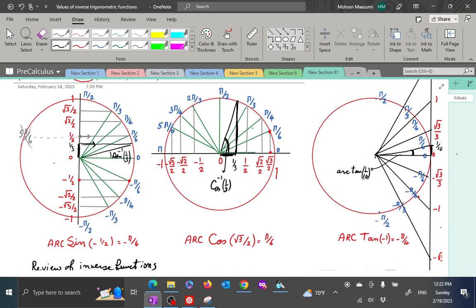Because tangent of this angle is the ratio of the opposite to adjacent. Adjacent is 1, so the opposite is the tangent. And that's why we went and separated 1/10 on that line.